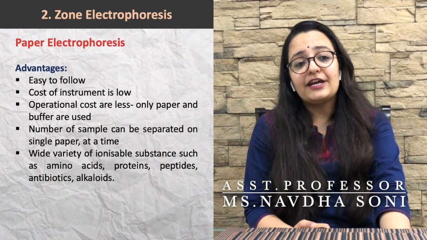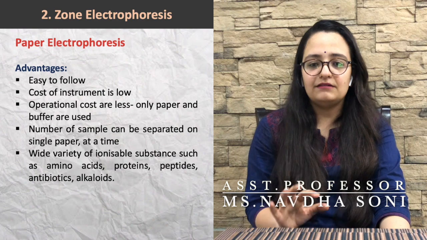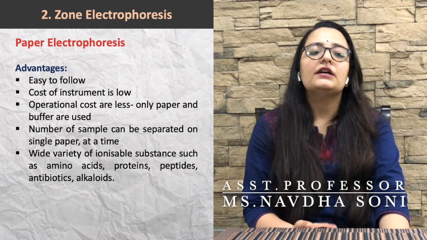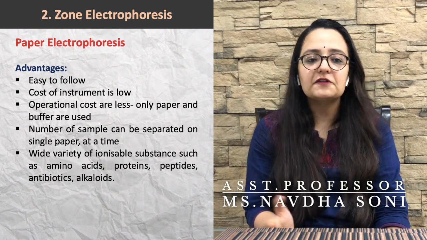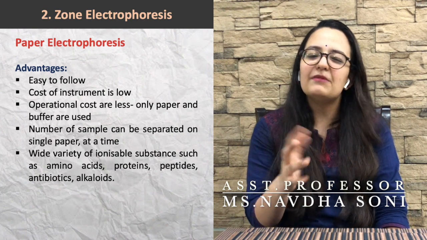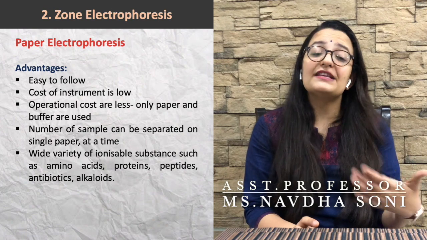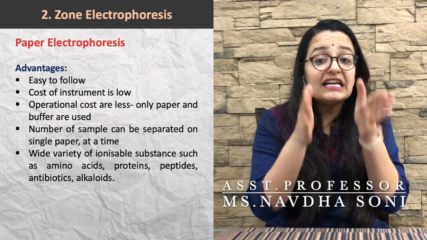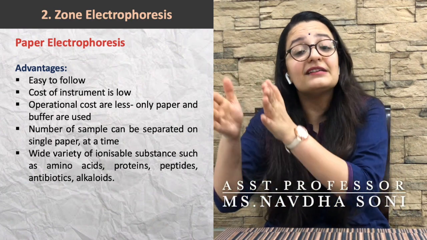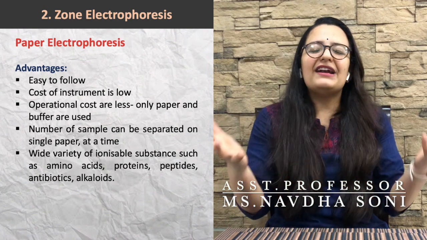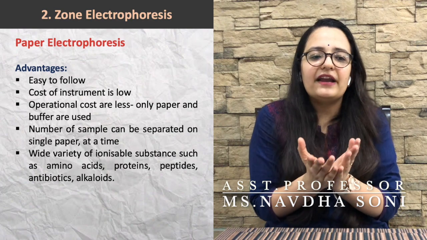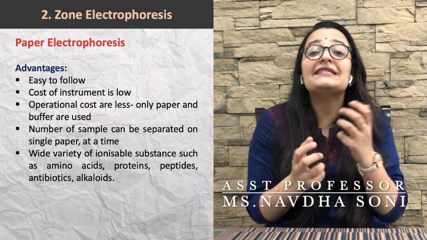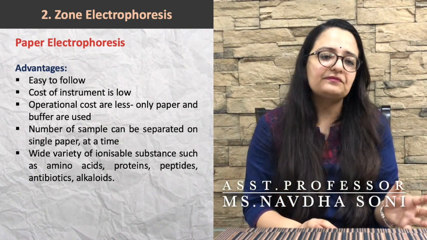Advantages of paper electrophoresis: it is very easy, the cost of the instrument is very low, the operational cost is also low, and only paper and buffers are used. A number of samples can be separated on a single paper at a single time. A wide variety of ionizable substances such as amino acids, proteins, peptides, antibiotics, and alkaloids can be separated easily.